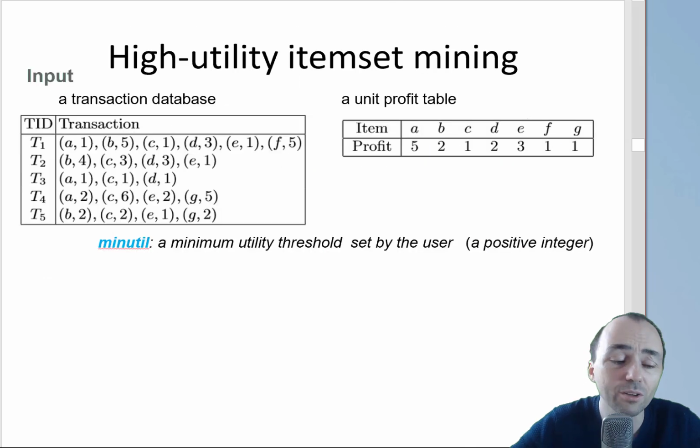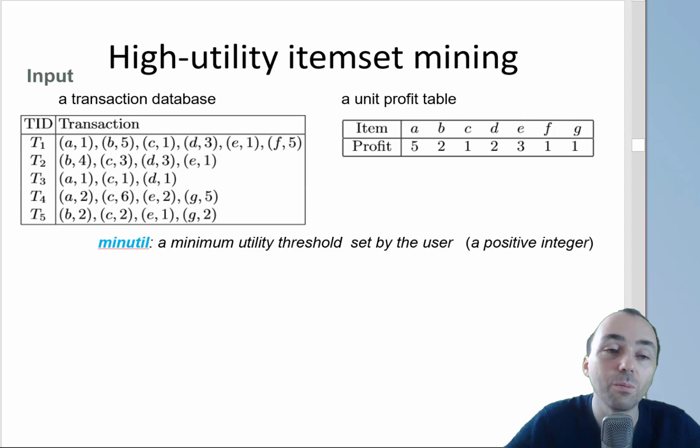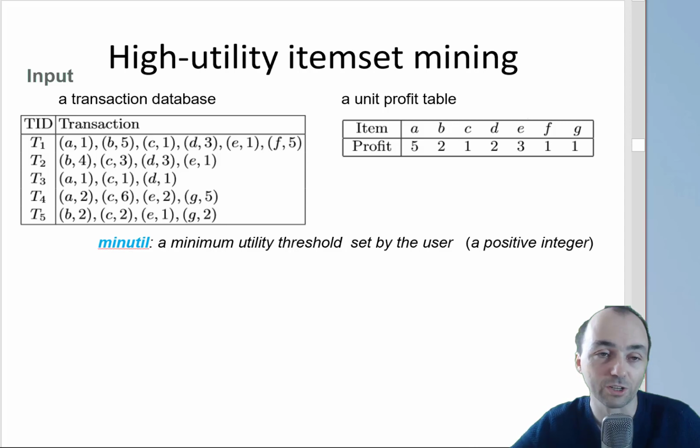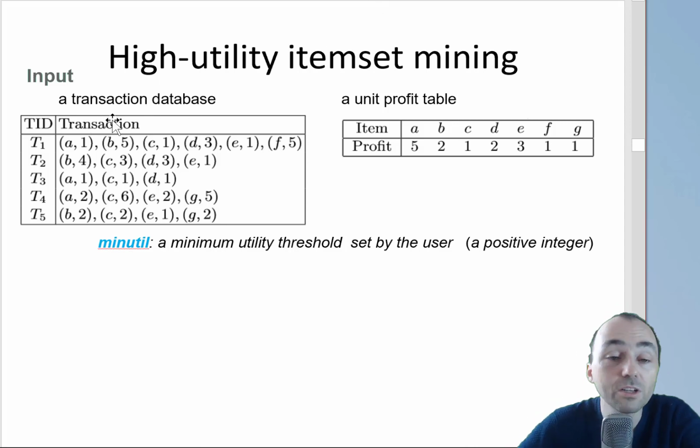So let me show you how this works very quickly, then I'll show you a more recent approach for this. Okay, so for high utility itemset mining, the input is a transaction database again, but it is a little different from what I have shown you before. So here we have a database. For example, in the first transaction, we have the quantities: 1 apple, 5 bread, 1 cake, 3 dates, 1 egg, and 5 F, and so on.